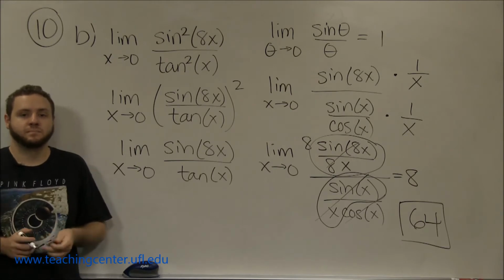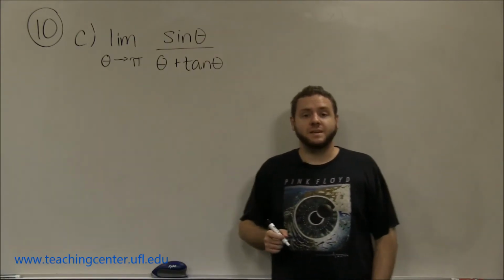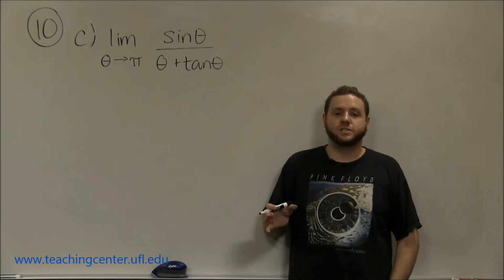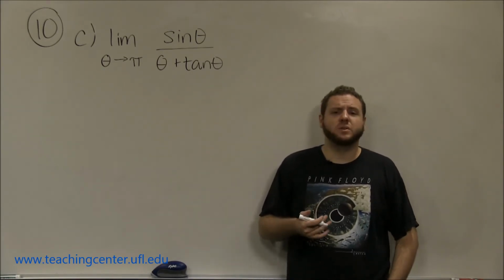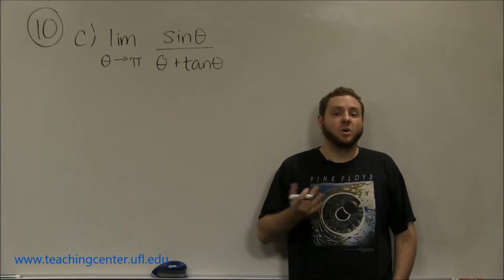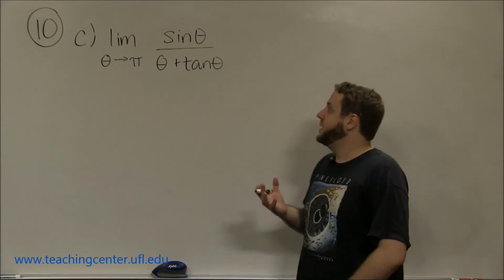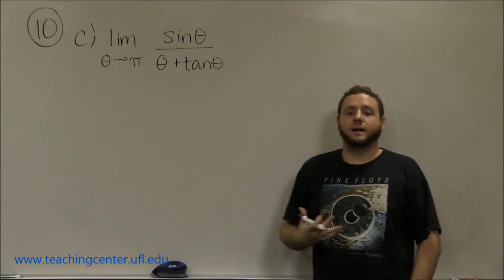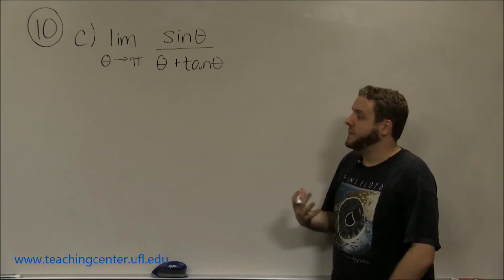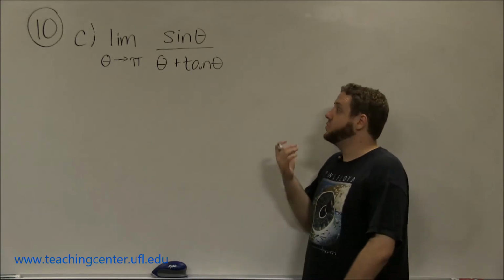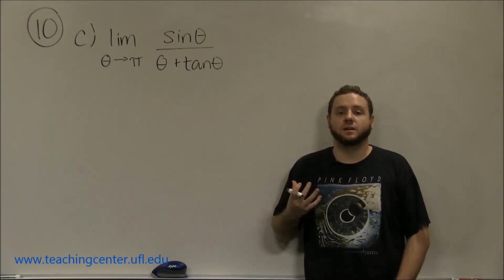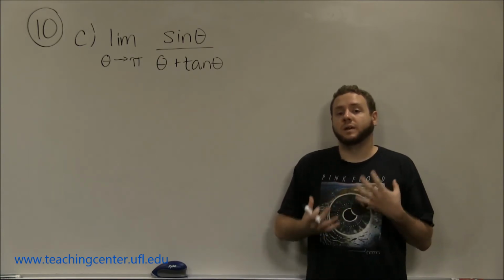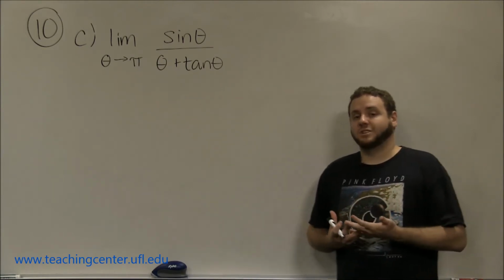Problem number 10c, another trig limit here, but this one's a little bit more of a trick question than the others, because you actually don't even need to know any limit identities or really do any work at all. This is an example of when direct substitution, not giving you an indeterminate form, means that is the answer. In other words, we can just plug in pi for theta here, and we get a definite, concrete number. We don't get any sort of indeterminate form, so that's just the answer.